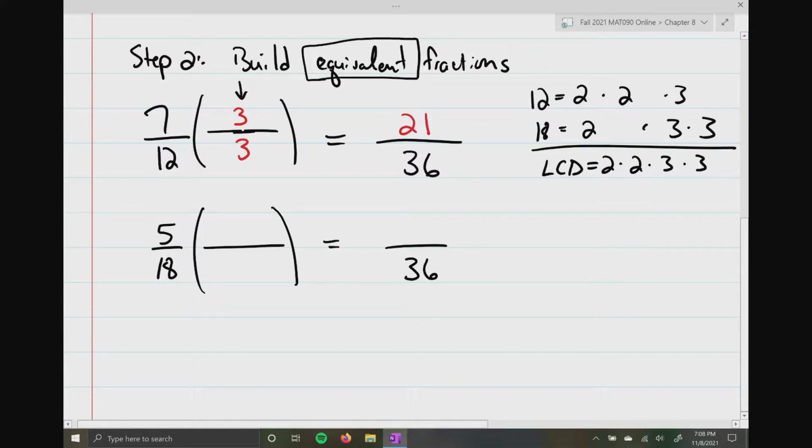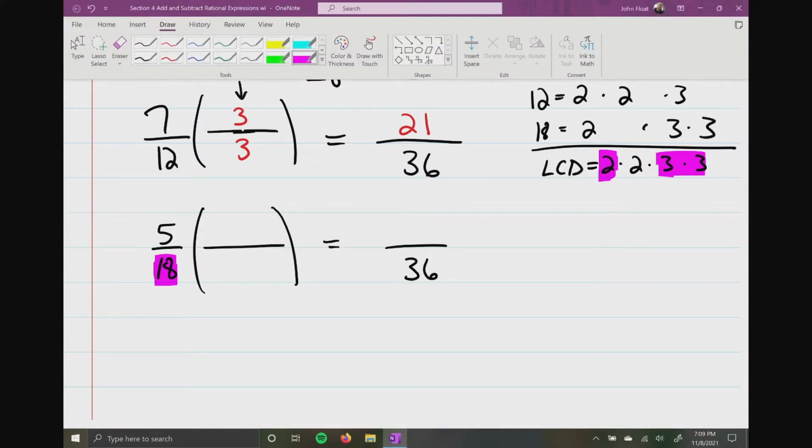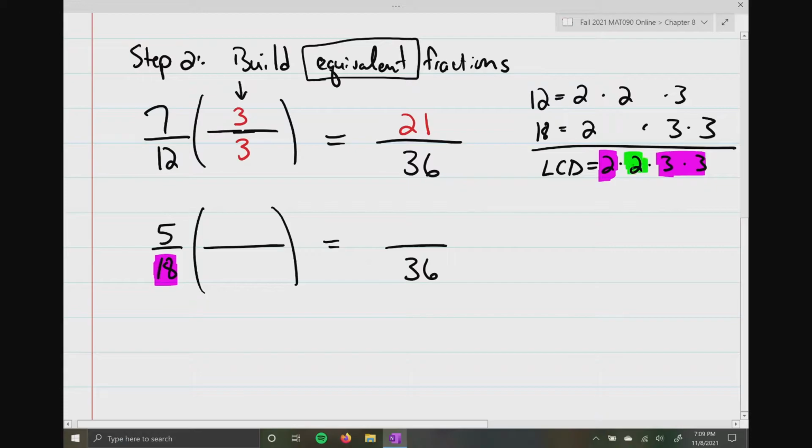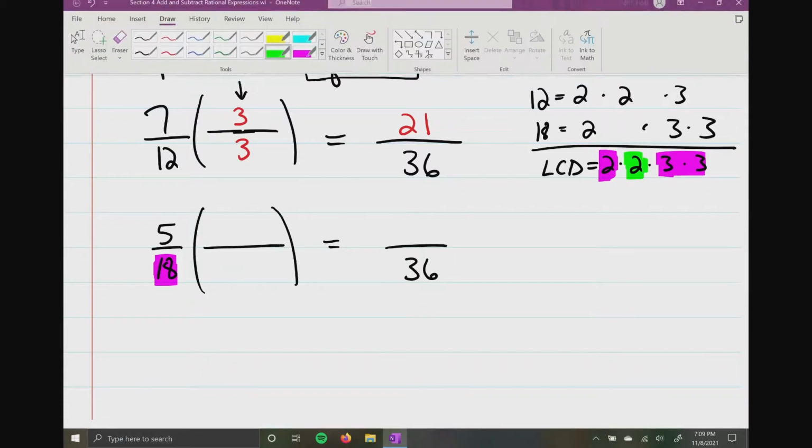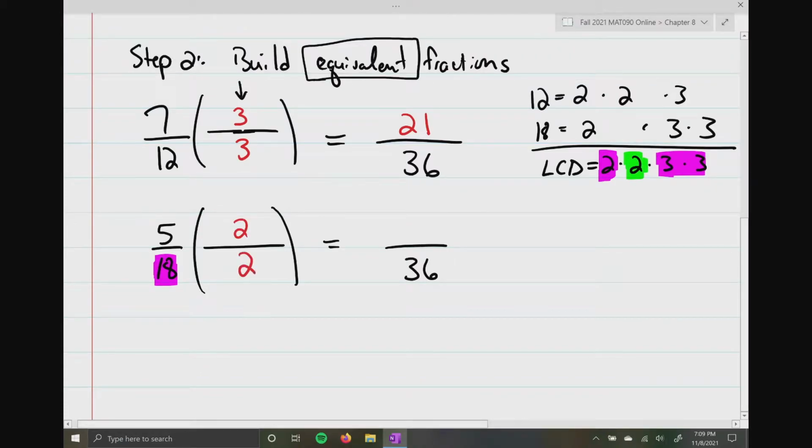Now, I'm going to do the same thing with the 18. Notice that 2 times 3 times 3 is 18, so I already have the 18 right here. The only number that I do not have highlighted is that number 2. So I'm going to take that number 2 and write it as 2 over 2. Now note, 18 times 2 is 36, and 5 times 2 is 10. So right here are going to be my two equivalent fractions, 21 over 36 and 10 over 36.